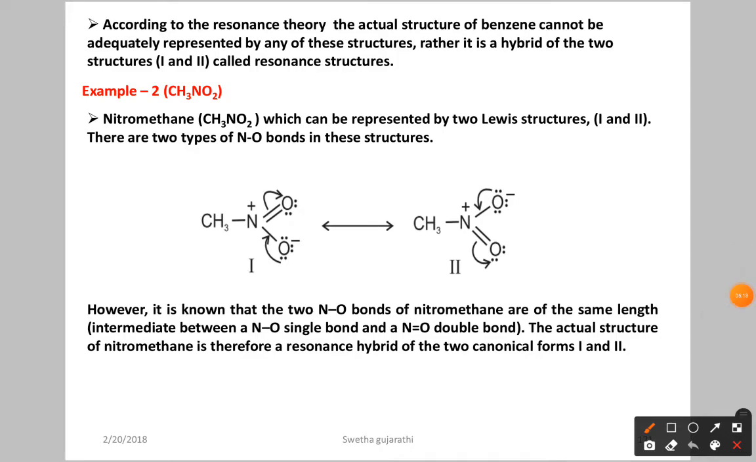Now let us see the second example. We have nitromethane, which can be represented by two Lewis structures, the first and the second. There are two types of NO bonds in this structure. Here we have the two types of NO bond.